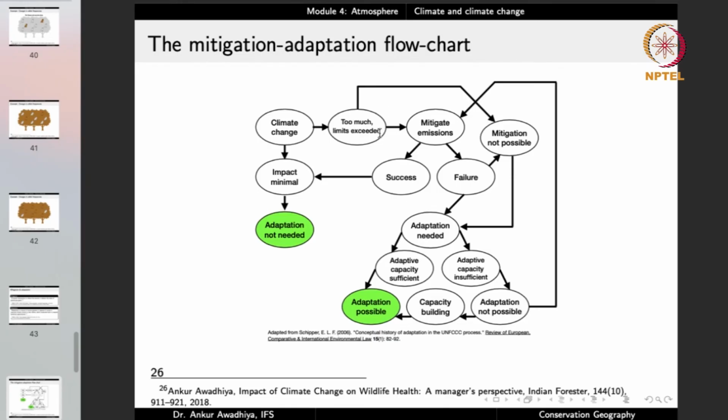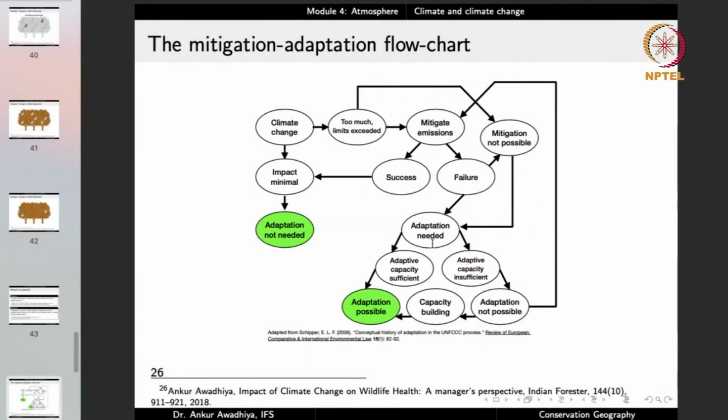On the other hand, it is possible that the climate change has become so large that mitigation is not possible at all. So we did not do anything when we had the time. Now the time is gone. In that case, mitigation can no longer be done. Now, if mitigation can no longer be done, then adaptation is the only thing that can be done. Similarly, if we tried to mitigate the emissions, but we failed, in that case too, adaptation will be the only option left with us.